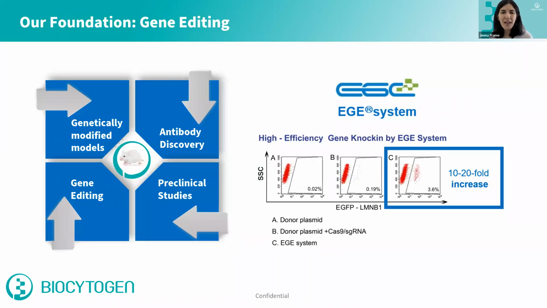So before we dive into the disease models, I'll just start by providing a brief introduction to our company and the services that we provide. So BioCytogen was founded in 2008 in Worcester, Massachusetts. We initially focused on genetic engineering, where we developed proprietary methods that improve the efficiency of gene knock-in, as shown here, by 10 to 20-fold, even for very large insertions. So with this platform, we've been able to supply over 3,000 custom animal models for both academic and industrial clients worldwide.